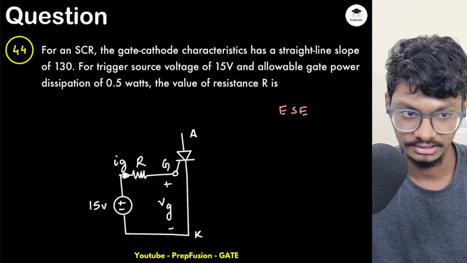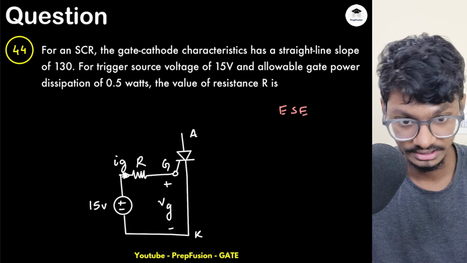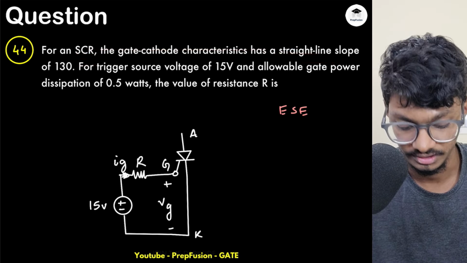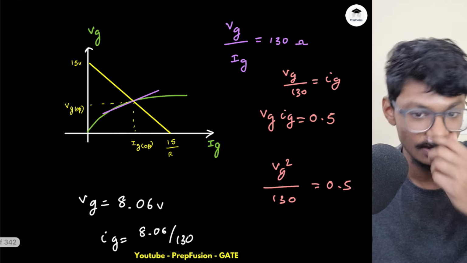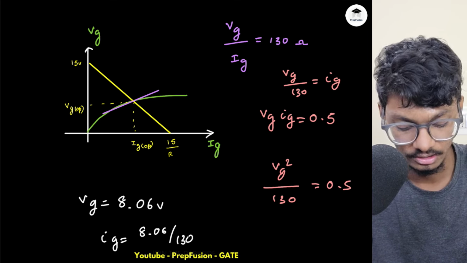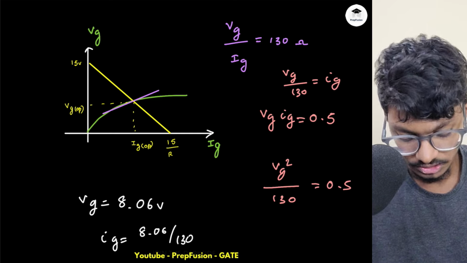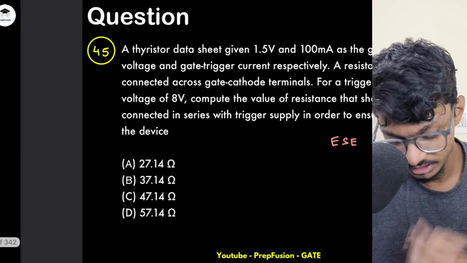So that's why I think there might be a bit of confusion regarding this. The SCR gate characteristic has a straight line slope of 130. What does it mean? It means the slope here, basically the R on, the gate resistance seen from the gate terminals. So yeah, I hope you understood this question. Let's move on to the next question.